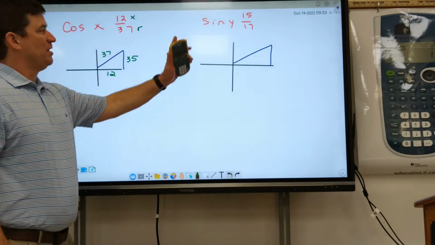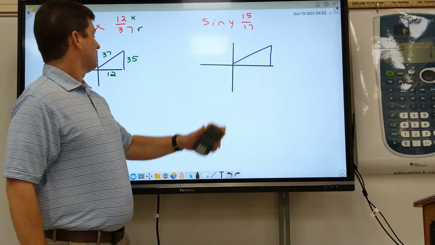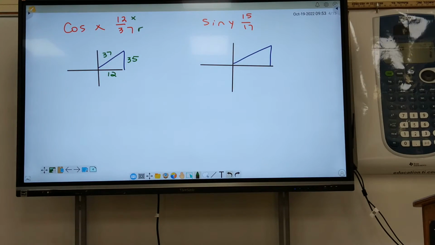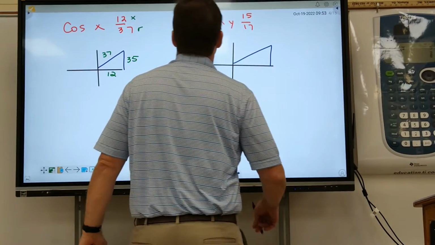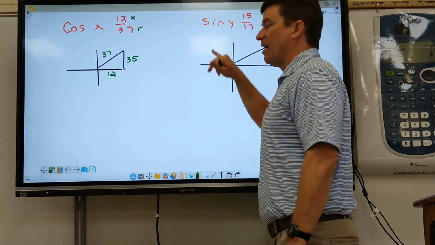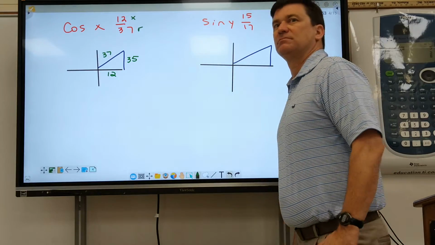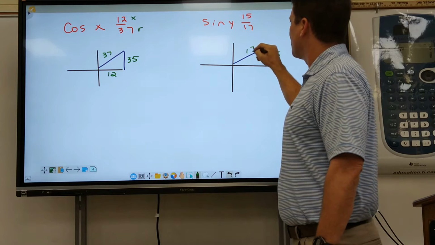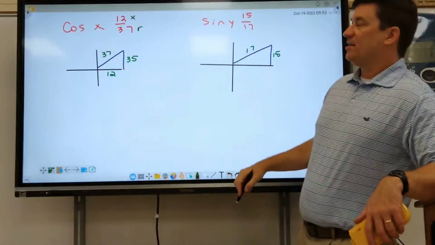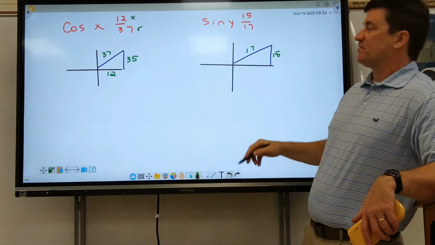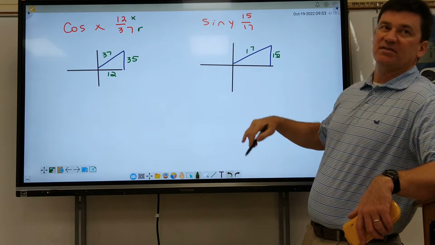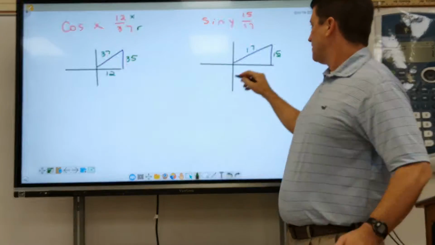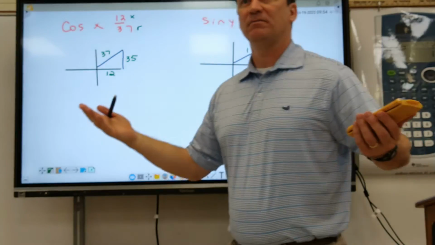All right, let's do the other one over here. So Hannah, what's the formula off the board for sine? Good. So 15 goes on the y-axis, 17 goes on the radius. What's 17 squared minus 15 squared? Give me how long that side is. Good. Nathan says 8. Everybody good on that?